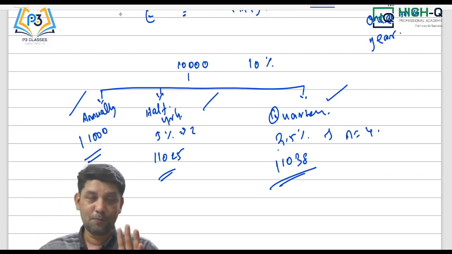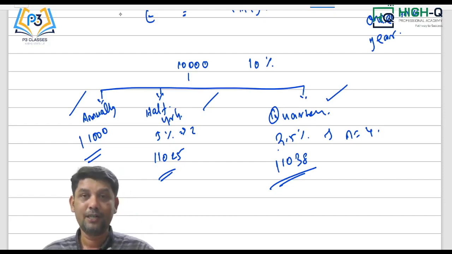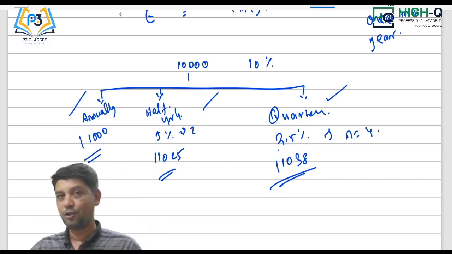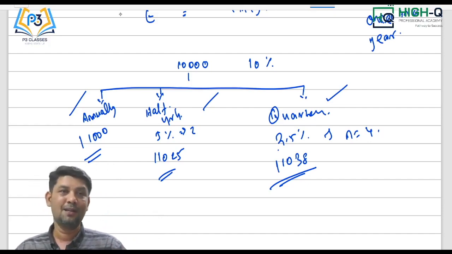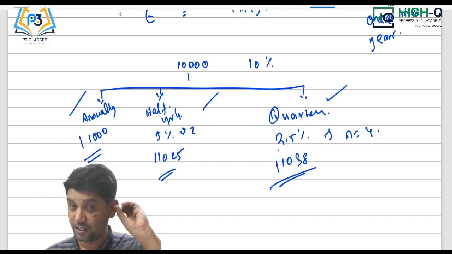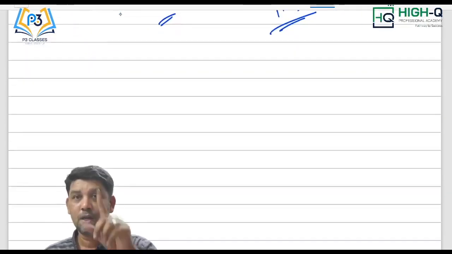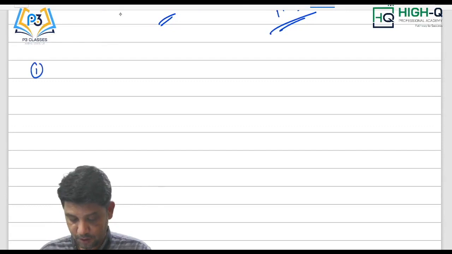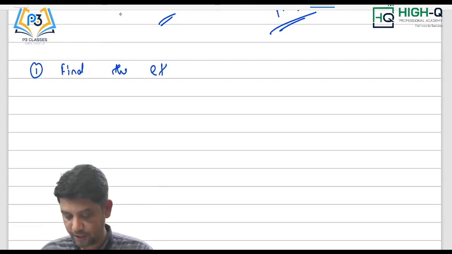So I hope now you understand why the effective rate of interest is very important in our day-to-day life also. Is that right? So don't ignore this, because many people simply reject this effective rate of interest. But please don't do that, my dear. It is a compulsory question you can say. Okay, how can the questions be asked? Find the effective rate of interest.